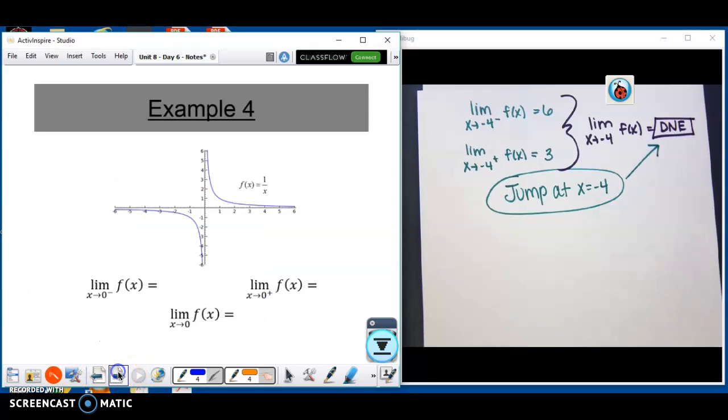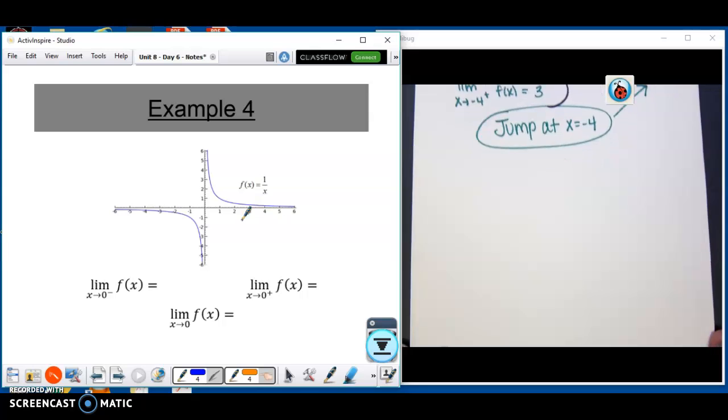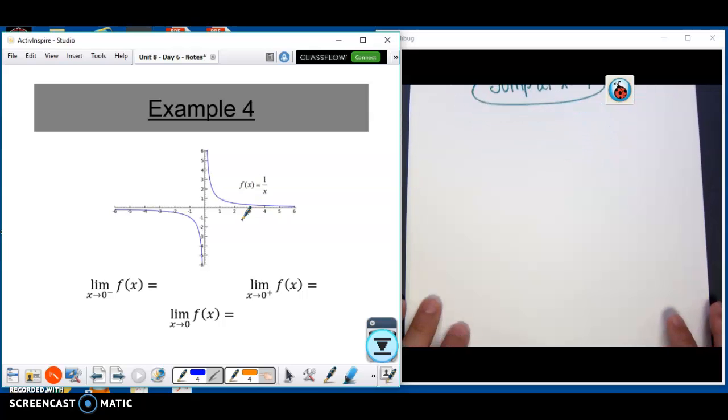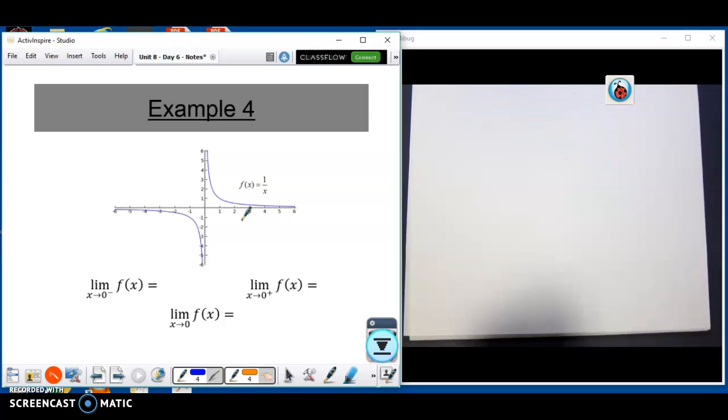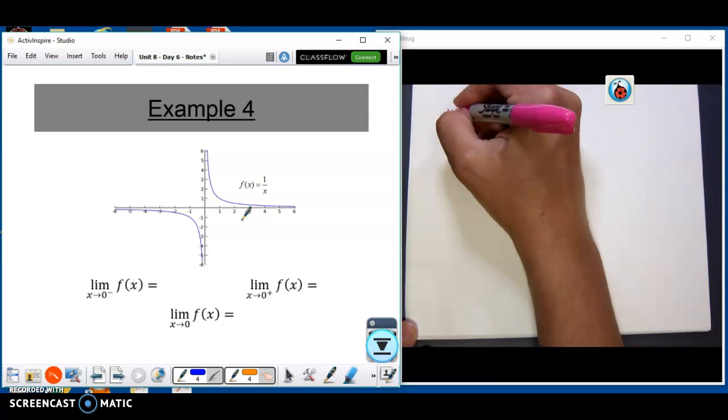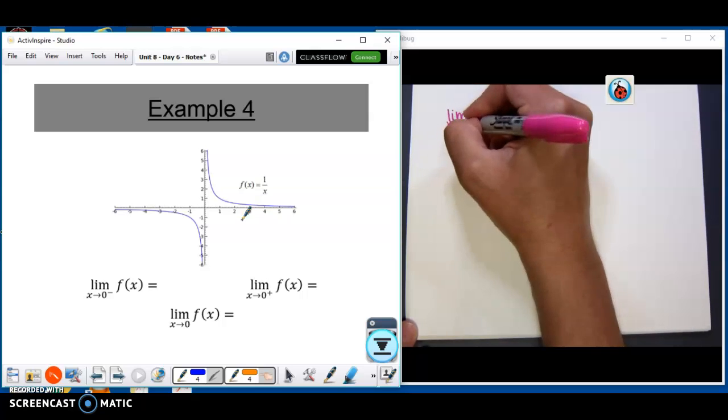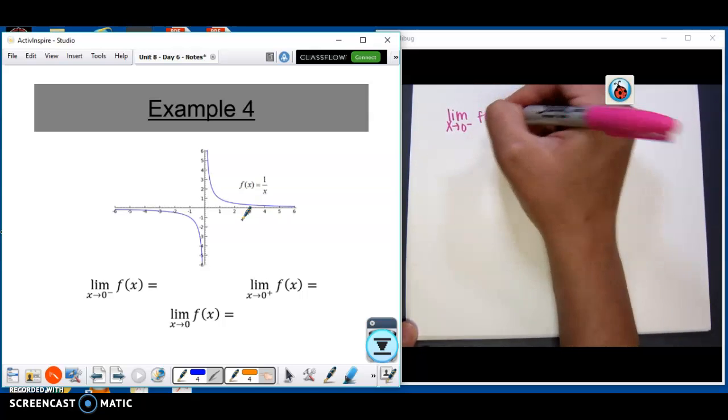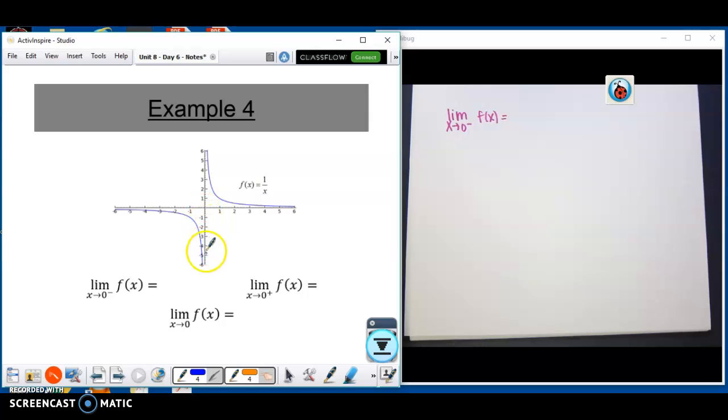Okay, so another example, another way that a limit doesn't exist. If you look at this graph here, and hopefully this graph will look familiar to you, this is just our 1/x graph, so a rational graph. But if we do the limit as x approaches 0 from the left. Okay, so 0 is here. Okay, we actually have a vertical asymptote at 0 there.